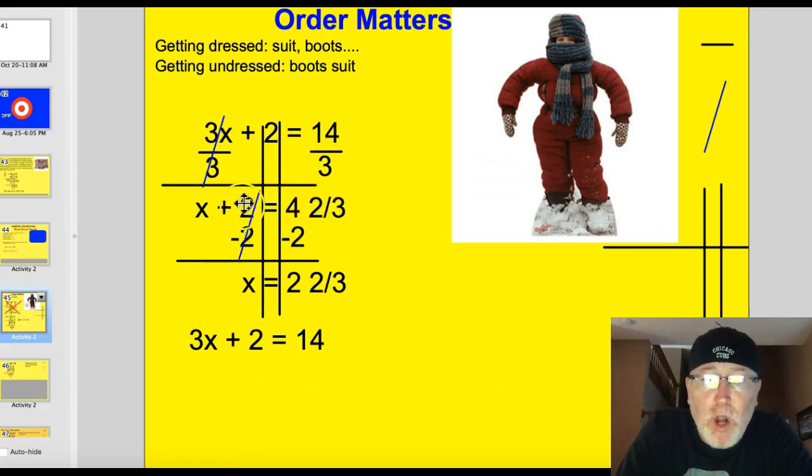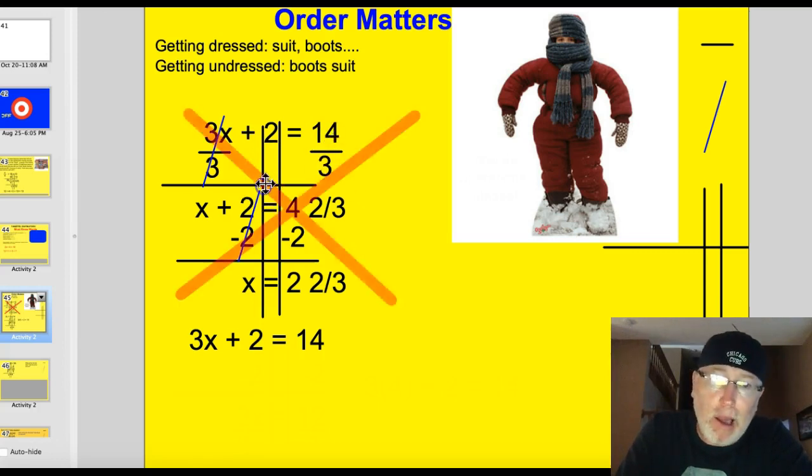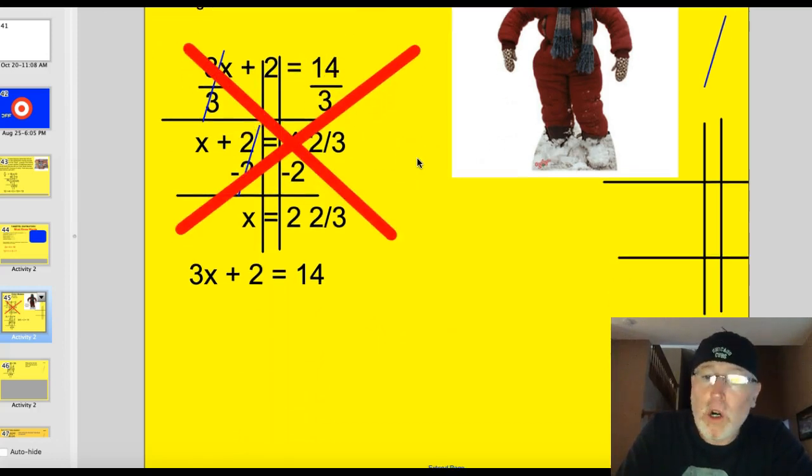So then if we subtract the 2 from both sides, we have isolated the variable. 4 2/3 minus 2 is 2 2/3. But if you pop that into the calculator, you don't get 14. You get like 10. That ain't going to happen. Order matters. We have to add or subtract first and then multiply or divide.